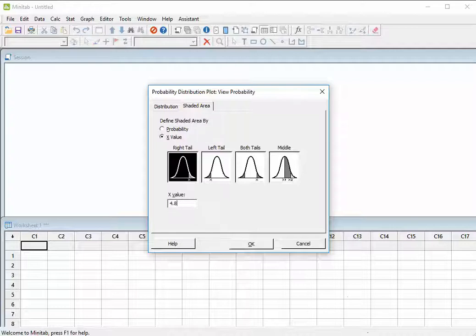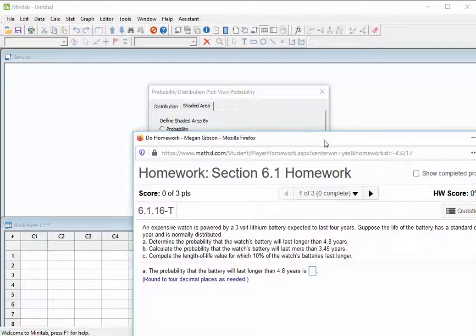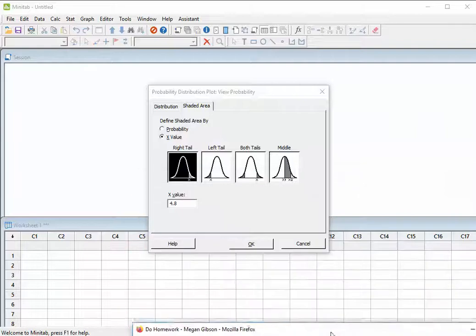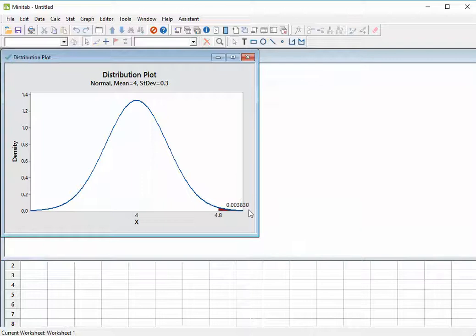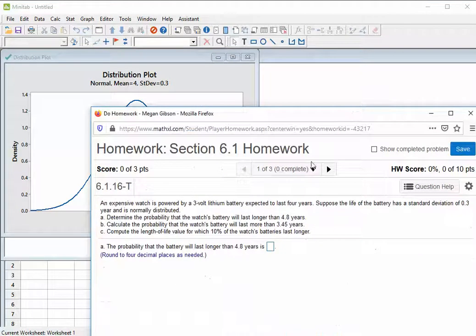In this case, this is going to be a right tail because I want to know the probability that the battery will last longer than 4.8 years. And values longer than 4.8 will be on the right on the x-axis. Then I click OK, and the graph pops up. Now I'm looking for the number that appears above the red shaded area of the bell curve. So in this case, it's going to be 0.0038. So that's going to be my answer. Make sure you pay attention to how MyLab wants you to round the numbers.